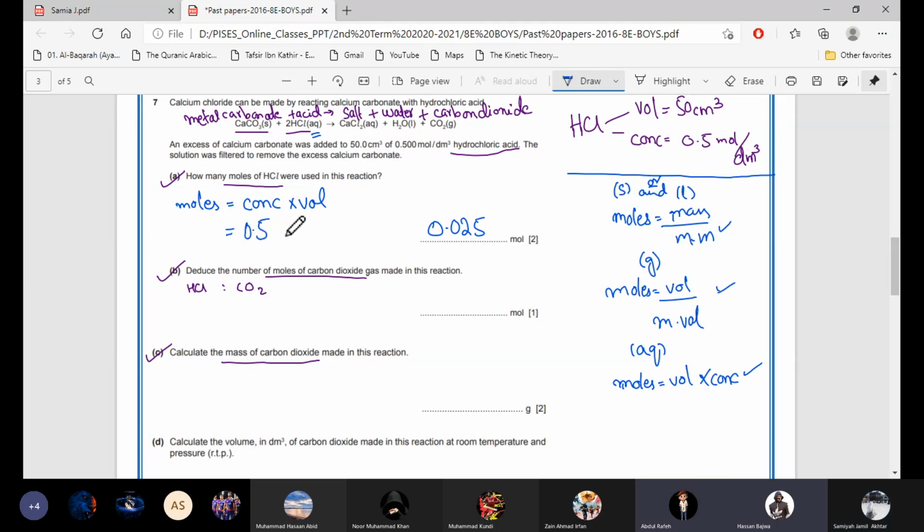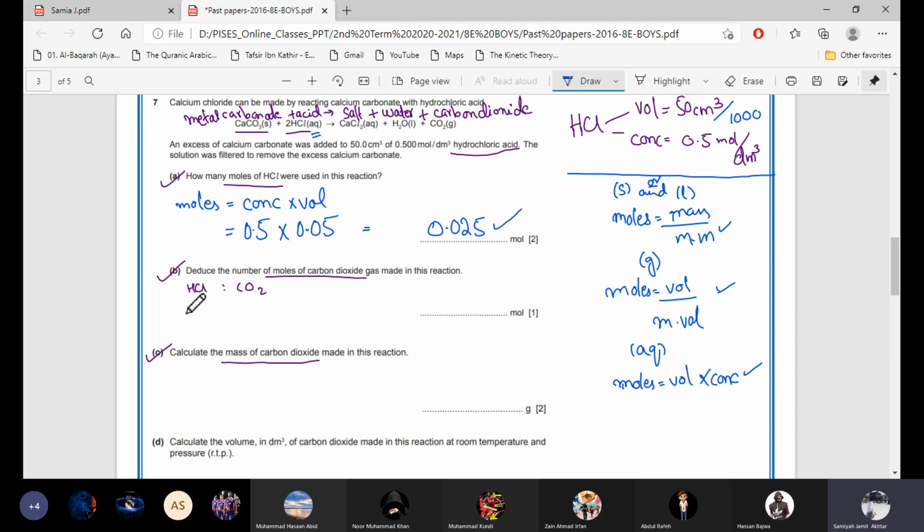0.500. 0.5. Okay, and the volume is 50. You have to convert the centimeter into decimeter by dividing by 1000. So always convert centimeter into decimeter. So dividing by 1000, the volume comes out to be 0.05. Okay, so when you multiply, it's 0.025.